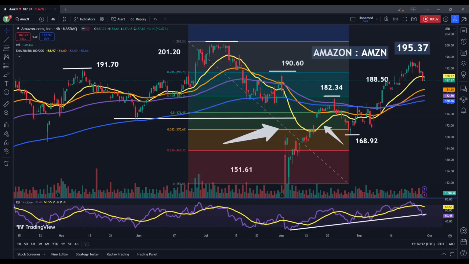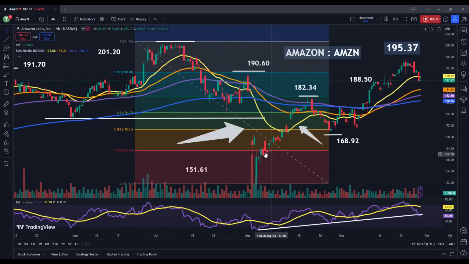So what we're looking at here is the 4-hour price chart. Each candle on this price chart represents a 4-hour trading period. And as we can see here, the stock has seen some near-term highs coming in just above the 195 mark.